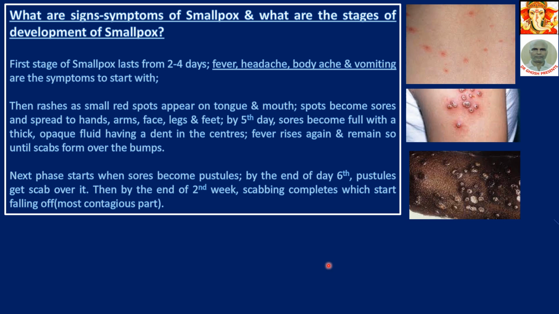The next phase starts when sores become pustules. By the end of the 6th day, pustules get a scab over them. And by the end of the 2nd week, scabbing completes and the scabs start falling off. This is the most contagious part.